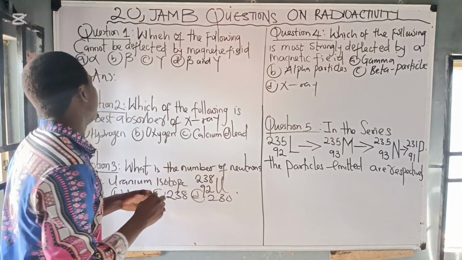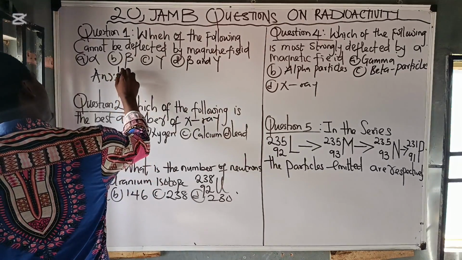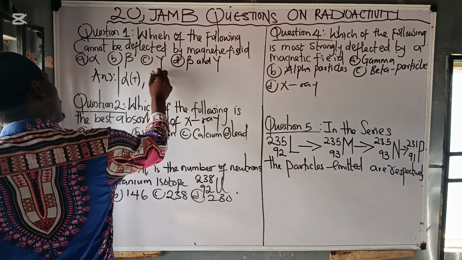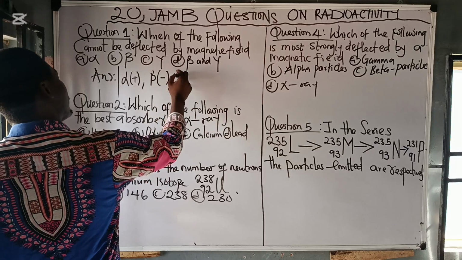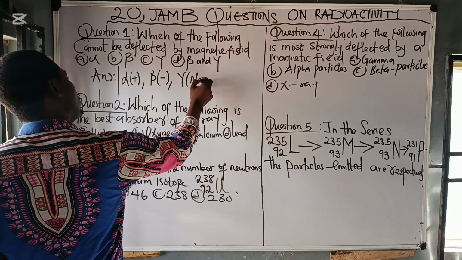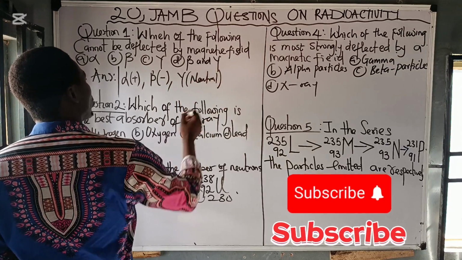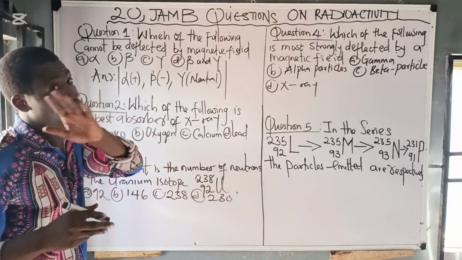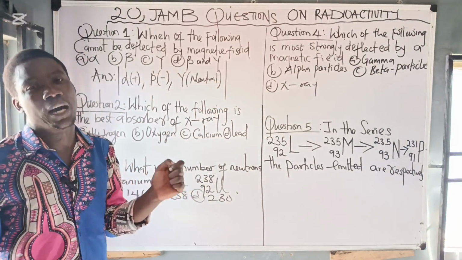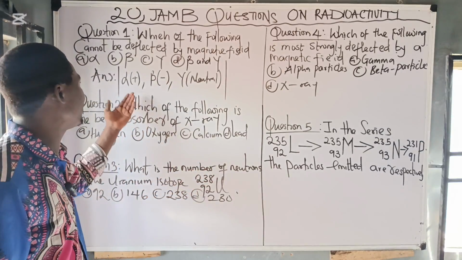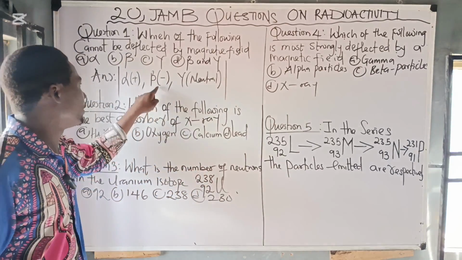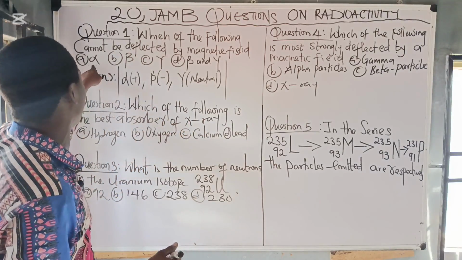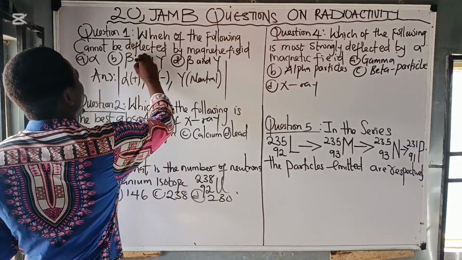Don't forget that there are three major radiations. We have the alpha, which is positive. We have beta, which is negative. We have gamma, which is what? Neutral. So take note of that. When they are requesting for the radiation that cannot be deflected, it must be neutral. So which one of them is neutral? Is it alpha? No. Is it beta? No. The answer is gamma. So it's not A, it is not B. The answer is C.